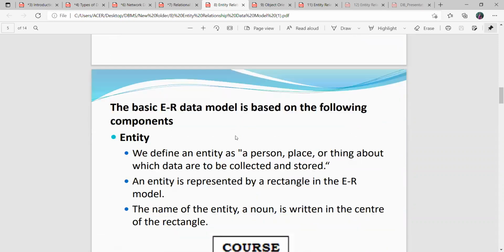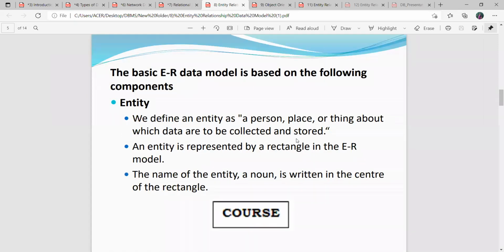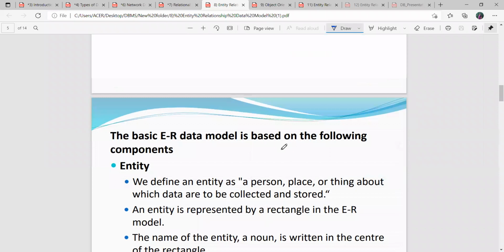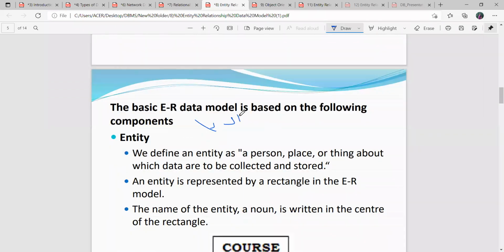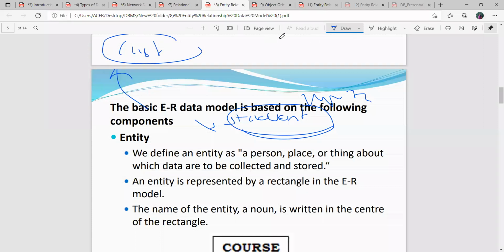An entity is a person or a place or a thing about which data are to be collected or stored. As an example, we are going to collect information about university students, so the student is the entity. If we find information about customers, the customer is the entity. If we find information about invoices, the invoice is the entity. So this can be a person or a place or a thing.